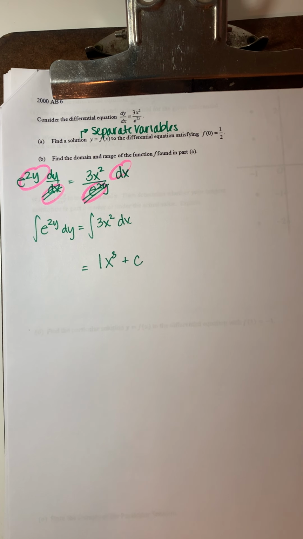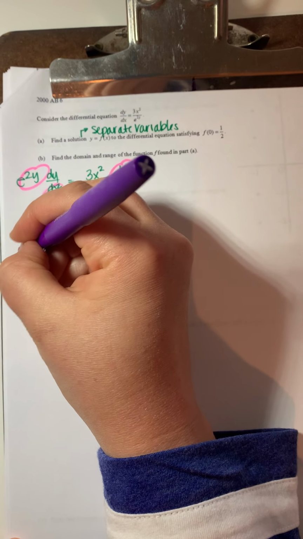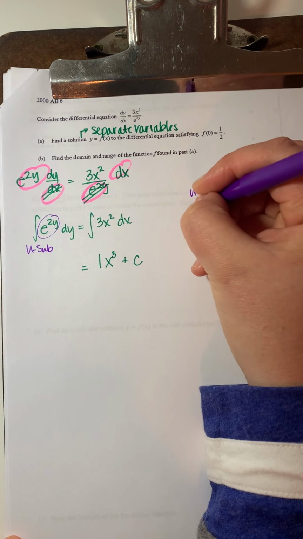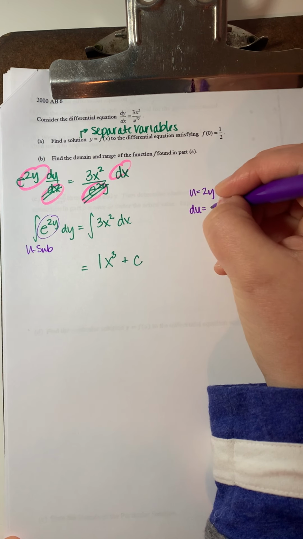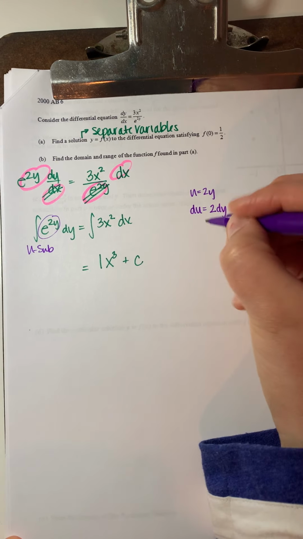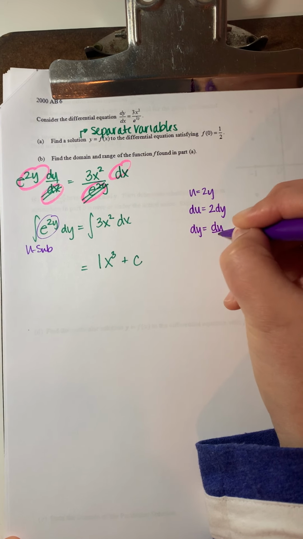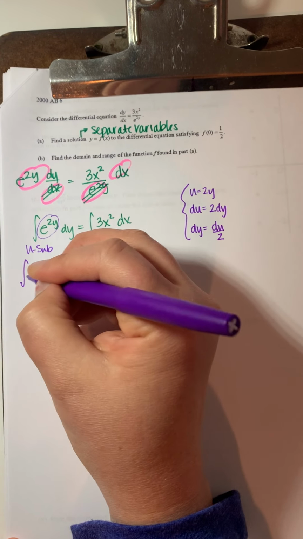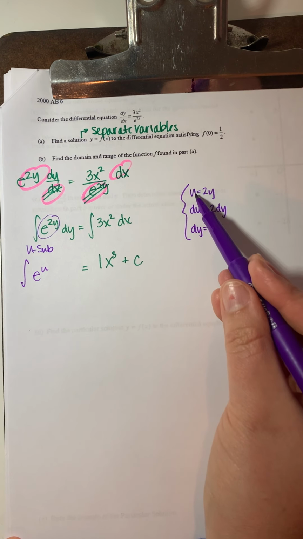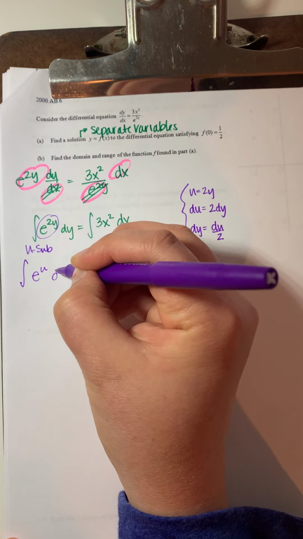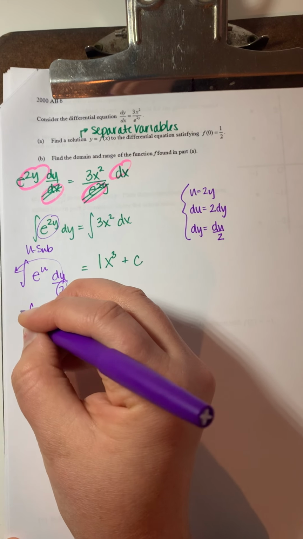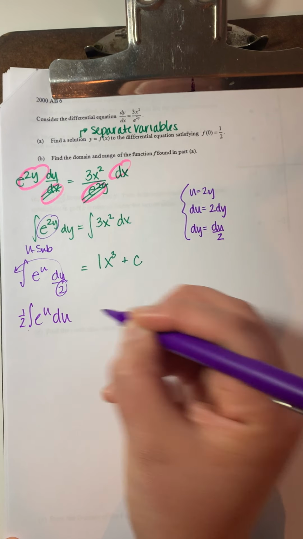Other side, however, I'm going to need u-sub. Remember that if it was just e to the x, I can integrate that. But if it's e to the 2y, then I'm going to need u-sub. So my u is going to be 2y. What does that make my du? Well, the derivative is 2 dy, which means that dy is du over 2. When I come back to integrate the left side, I have the integral of e to the u, because my 2y is now a u, and my dy is now du over 2. Then I can put the half to the front. So really, this is a half e to the u du.